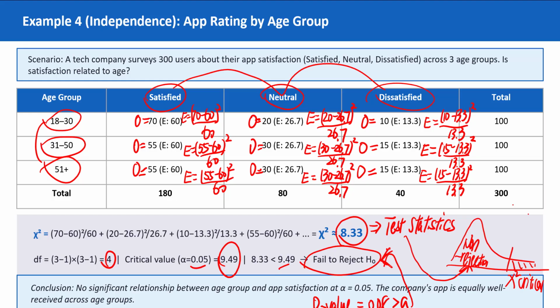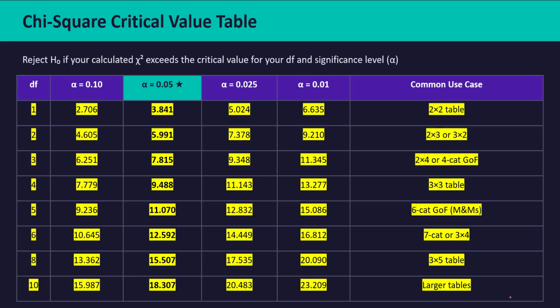That's the conclusion. There's no significant relationship between age group and the satisfaction question, meaning all the age groups have equal satisfaction levels. So the company's app is equally well received across all age groups. That's our final conclusion here, and those are all the examples.